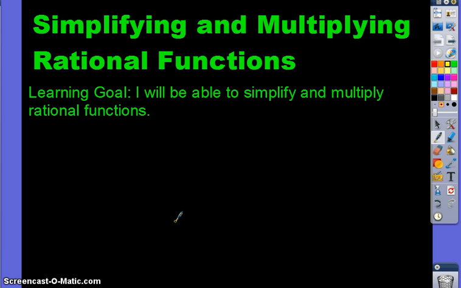Today we'll talk about simplifying and multiplying rational functions, and that should be your goal by the end of the video to do those two things.